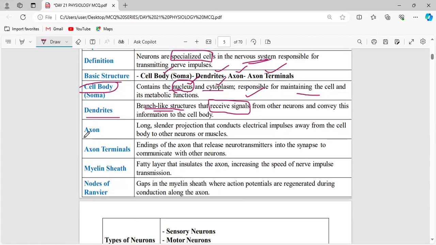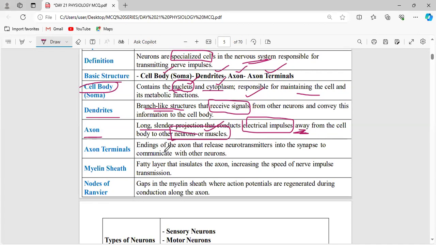Okay. Now, what is axon? Here, a long slender projection. This is the one conducting the electrical signals away from the cell, away from the cell body to the neurons or the muscles. Okay, now axon terminals.